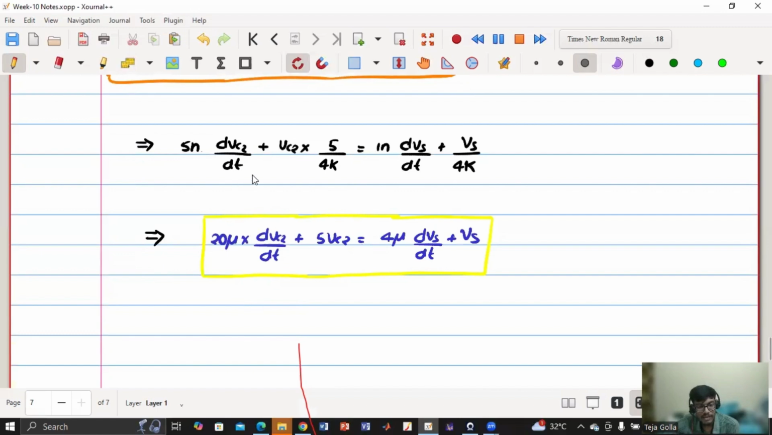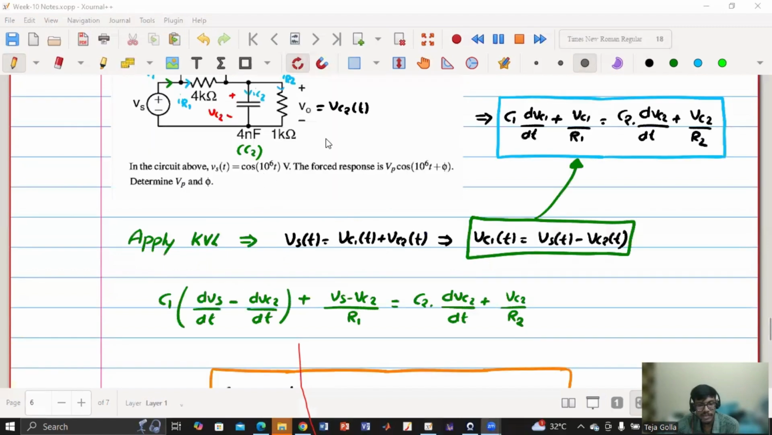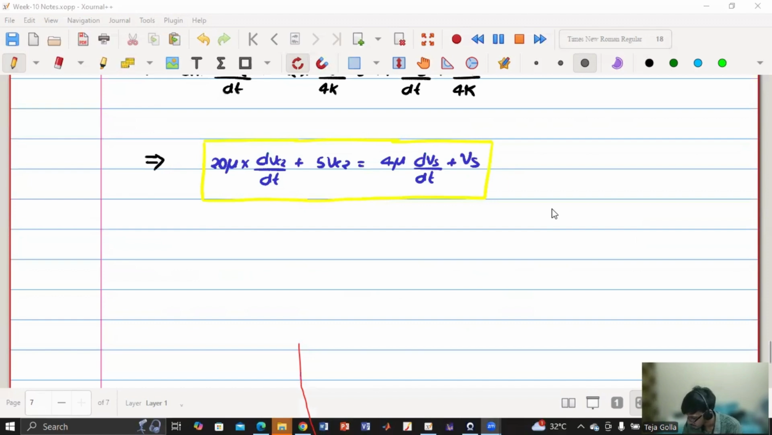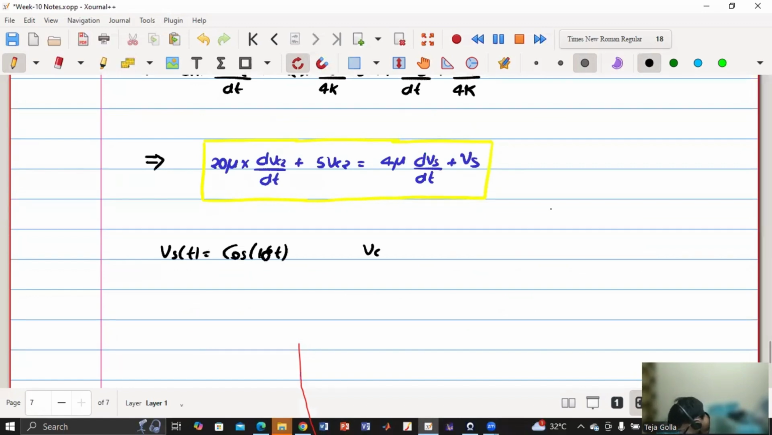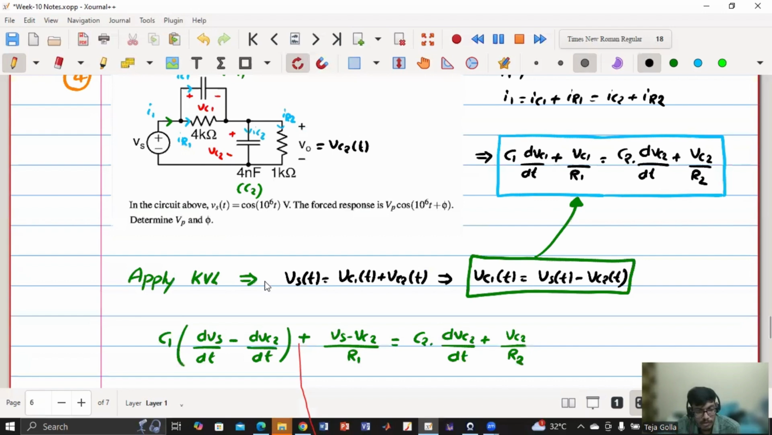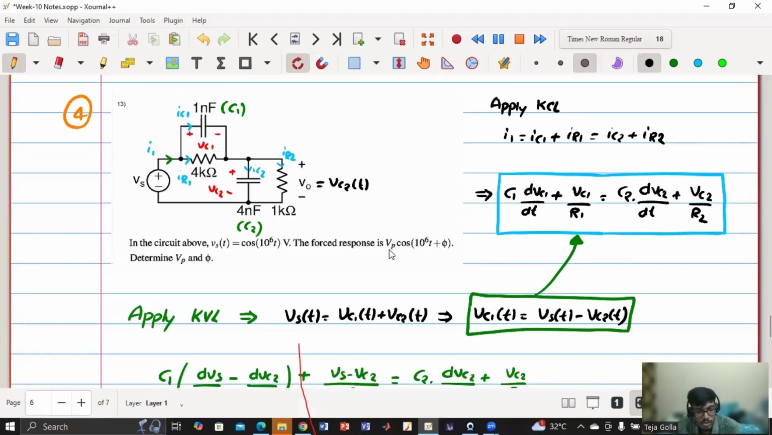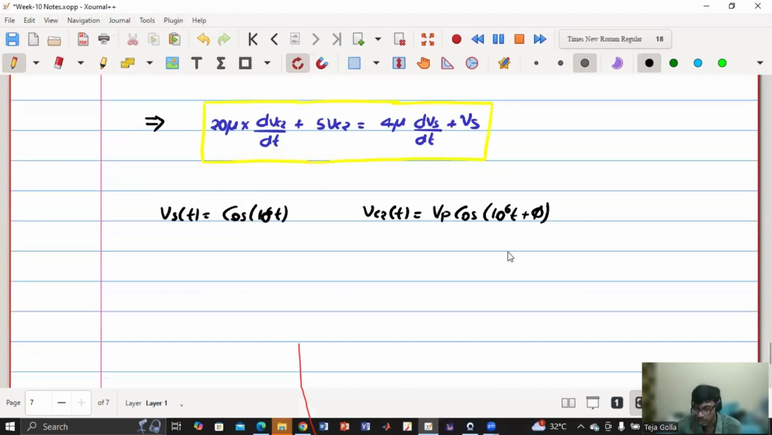Now they have given Vs of t as cos 10 to the power 6 t, and Vc2 of t as Vp into cos (10 to the power 6 t plus 5). So they have given the values. Let me check if I'm not making a mistake. Vs is cos 10 to the power 6 t. Forced response is Vp cos (10 to the power 6 t plus 5). Now you substitute this in this equation.